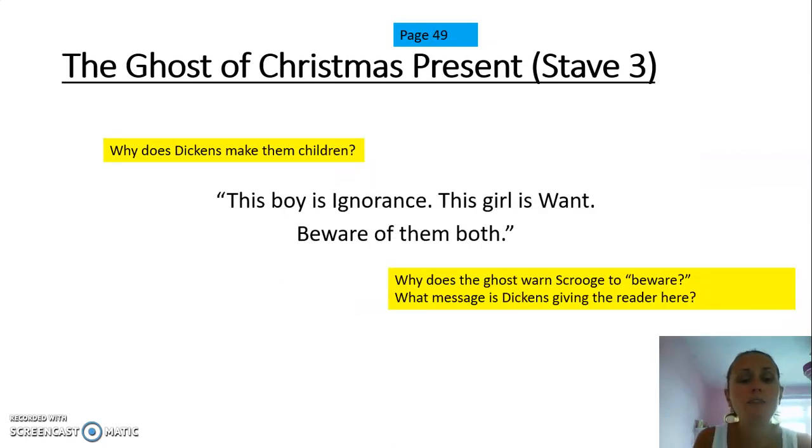And then this is your fact 9. Use of symbolism here, don't forget that if you've not got it written down already. "This boy is ignorance, this girl is want, beware of them both." So think about why Dickens makes them children. Think about why the ghost warns Scrooge to beware them. And then also think about what message Dickens is giving. So think about those things to develop the ideas that we've already touched upon in an earlier lesson.